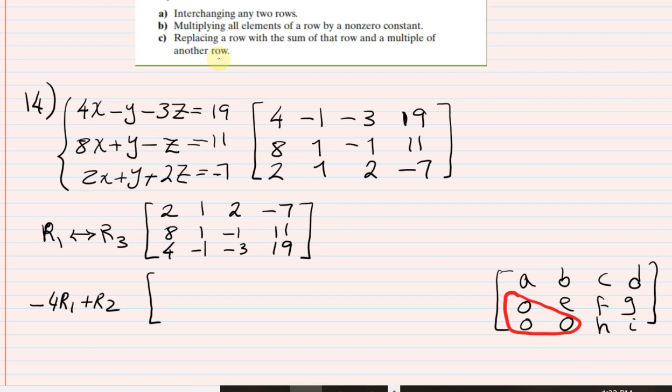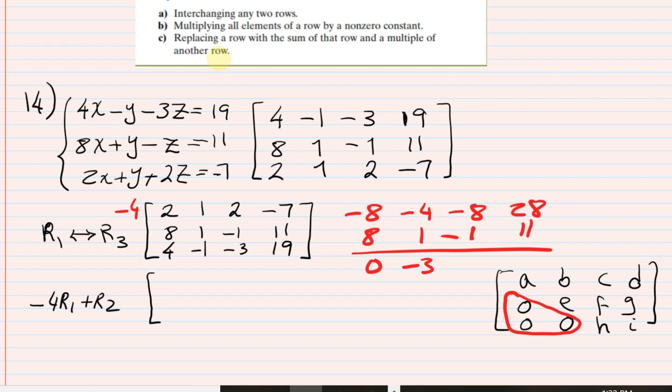Okay, now negative 4 times row 1. Negative 4 times row 1, that's negative 4. There you go. Negative 4 times 2, negative 8. Negative 4, negative 8, and 28. Added to row 2 elements are 8, 1, negative 1, and 11. And then add them. We get 0, negative 3, negative 9, and this makes 39. So that's going to be the new second row.